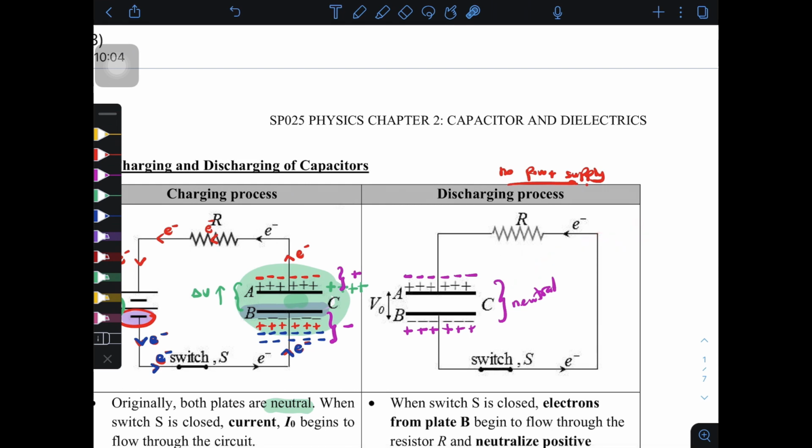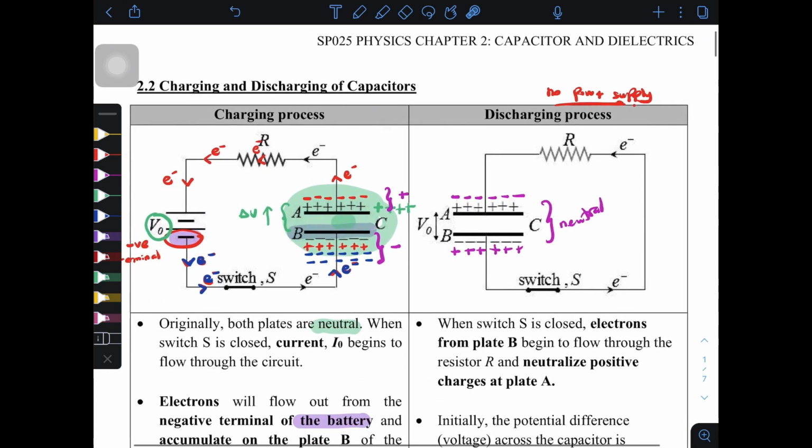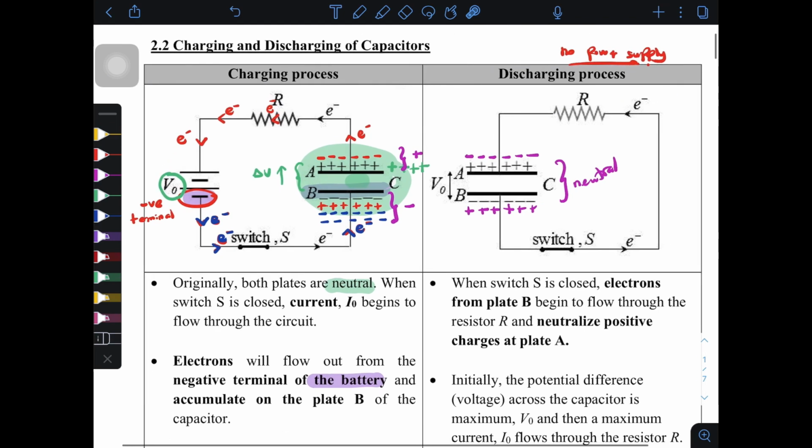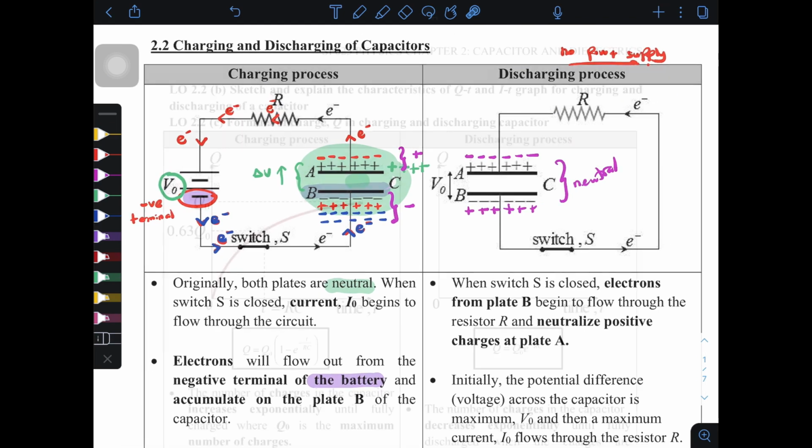Alright. So, if you still don't get this one, I will explain later when we see face to face. Right, so that is charging and discharging process.